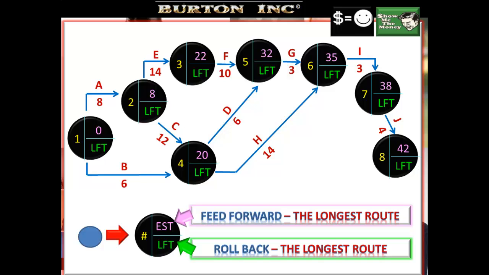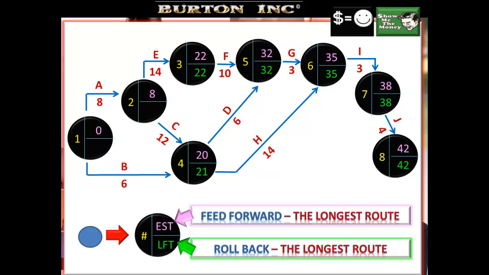Latest finishing time, we're going to roll back to find the longest route. 42 equals 42. 42 minus 4. 38 minus 3. Now remember the rule, take the longest one. 35 minus 3. 35 minus 14 will give us the latest finishing time for activities C and B.